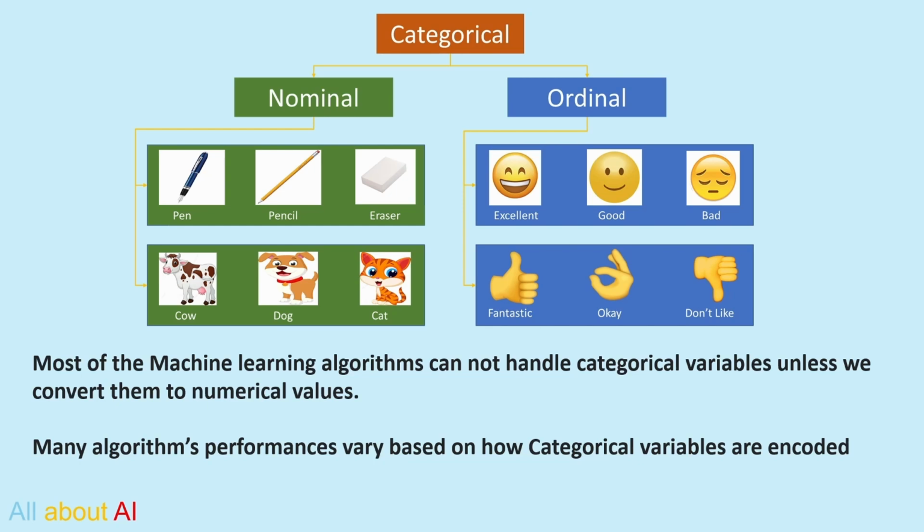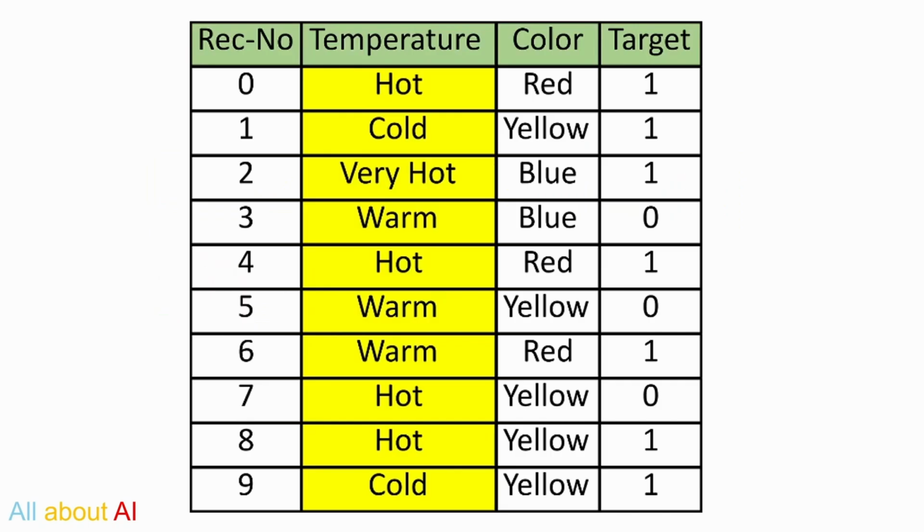Algorithms in machine learning and AI cannot handle categorical variables unless they are converted to some kind of numerical values. And it has been seen many algorithms' performance improves dramatically after they are encoded. For our discussion purpose, we'll be using a toy example with 10 data points containing features like temperature, color, and target. So temperatures are like hot, very hot, warm, and cold. And there are only three colors: red, yellow, blue.